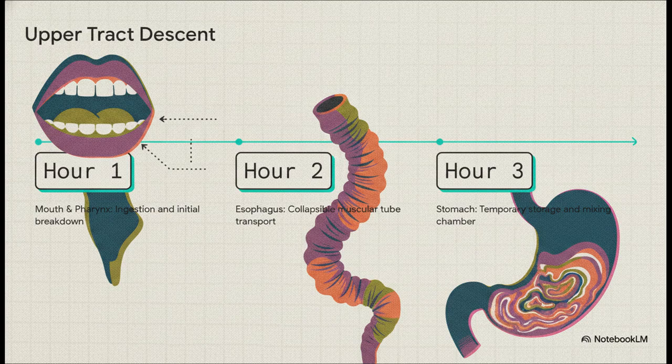Hour 1 of our session, we're hitting the mouth, where ingestion and the initial breakdown kick off, and then we pass through the pharynx, the throat area that transitions the food downward. Hour 2 of our cram session takes us down the esophagus, a collapsible muscular tube. And Hour 3 lands us squarely in the stomach, our temporary storage and mixing chamber.